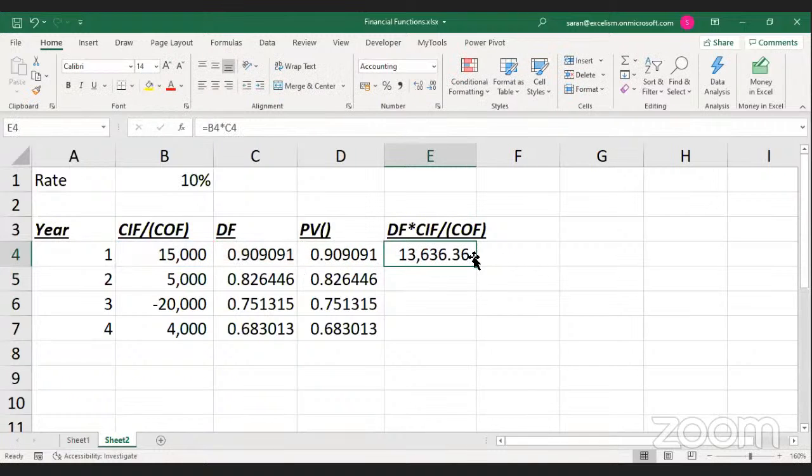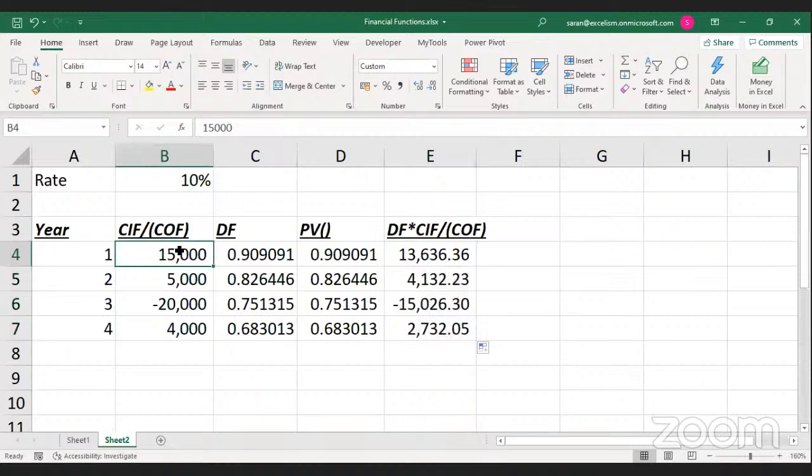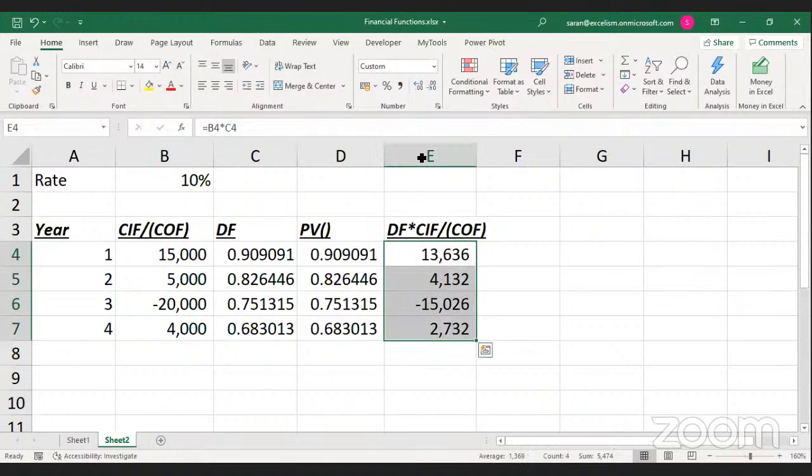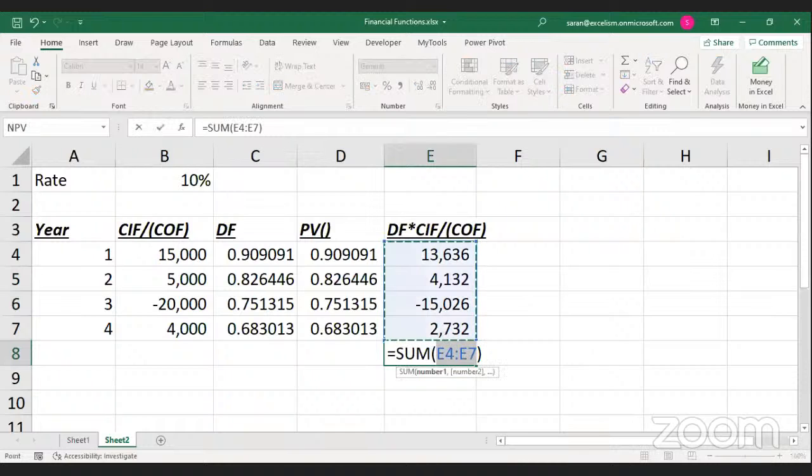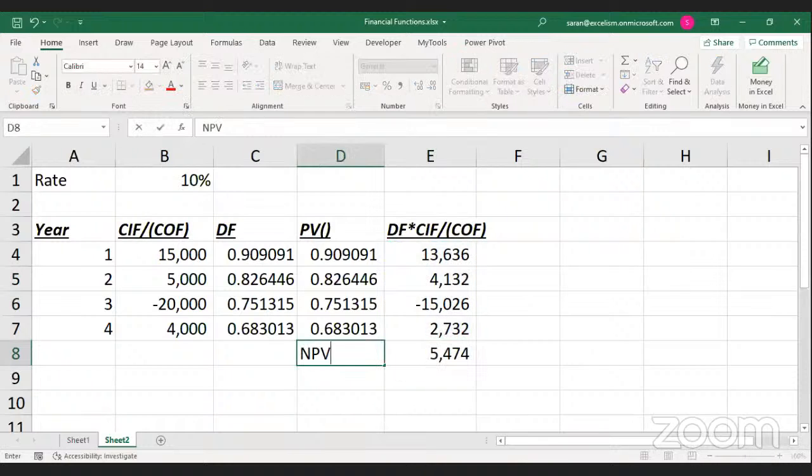So now I need to multiply this with this, either this or this. Let me enter, copy and paste. Wow. So I discounted 15,000 rupees at the rate of 10% for 1 year. I discounted 5,000 rupees at the rate of 10% for 2 years. I discounted 20,000 rupees outflow at the rate of 10% for 3 years, and so on. So you can simply make it 0 decimals. Now the total of the discounted value is nothing but my net present value.